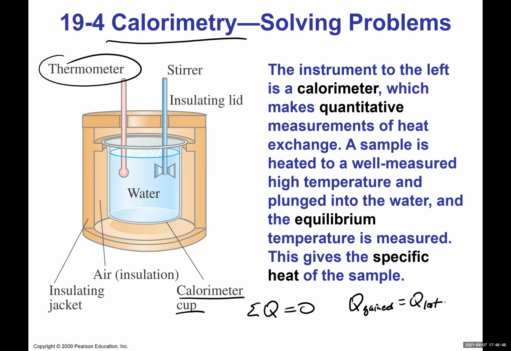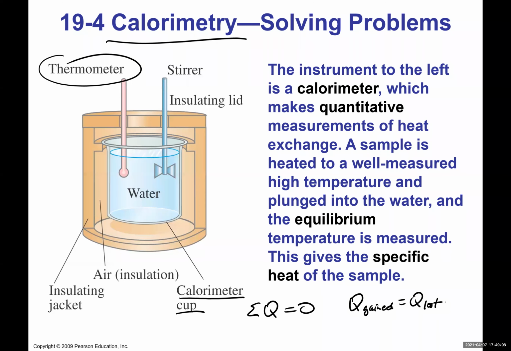Okay. So which one will lose heat? The water, because it was warmer. Which one will gain heat? The cup, because it was a little bit cooler. The idea here is that eventually your system will reach equilibrium. So you put the water inside this calorimeter.